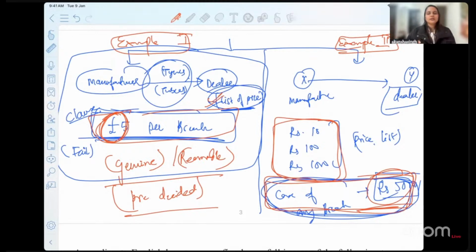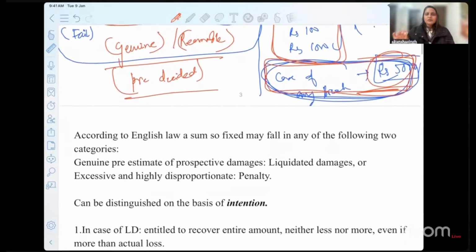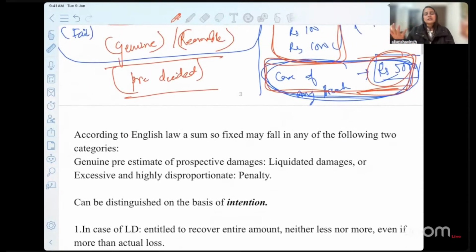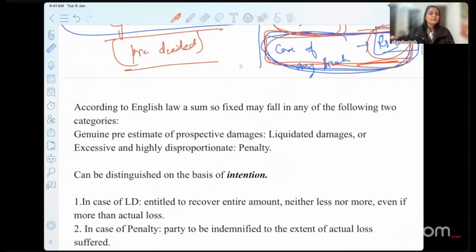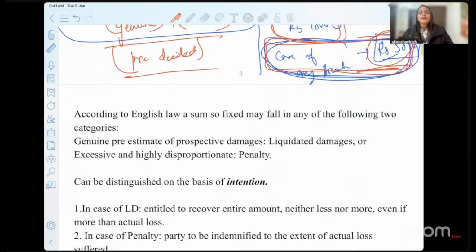So I've given you a brief introduction of what can be liquidated damages and what can be penalty. Now we have structured our lecture because we have paucity of time. We have our exams coming as well. So we have tried to structure this lecture on the basis of previous year questions. Okay. So what I'll do is I'll be teaching you these.